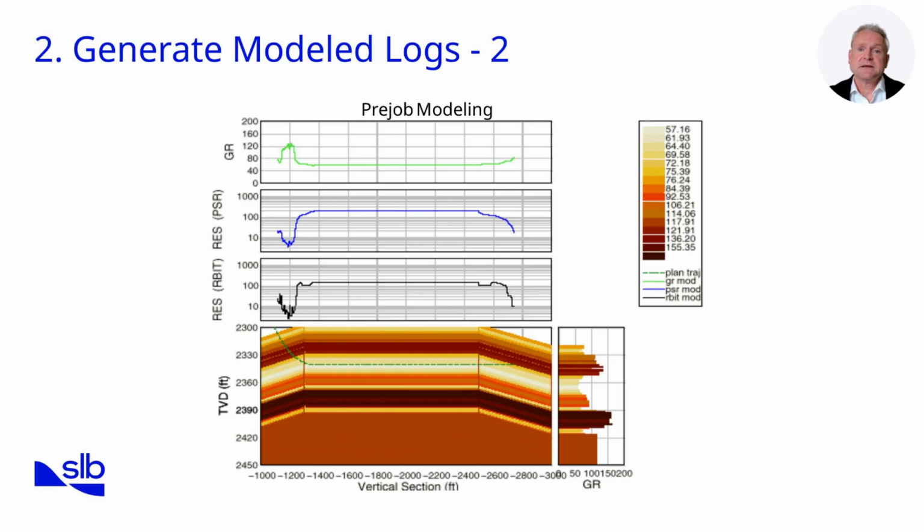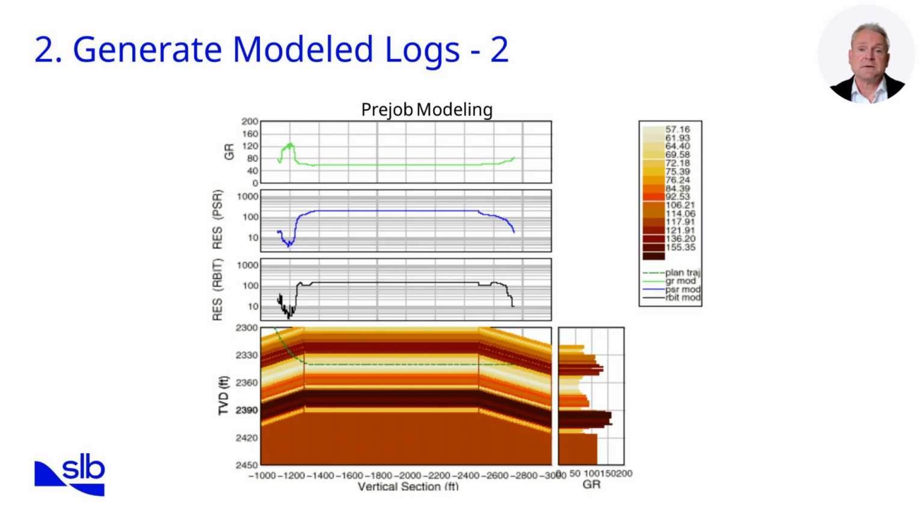Here, we see the continuation of the modeled logs process. This step is typically carried out as part of pre-job modeling, before the bit enters the reservoir. Pre-job modeling involves running multiple scenarios based on possible variations in formation dip, thickness, or petrophysical properties. By doing so, we can anticipate what the log responses would look like if the well drills into different conditions. The goal is to prepare for uncertainty.